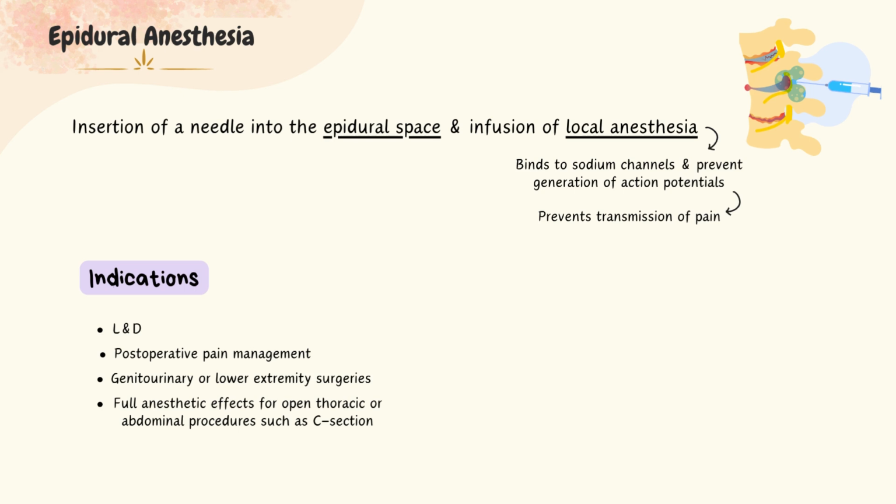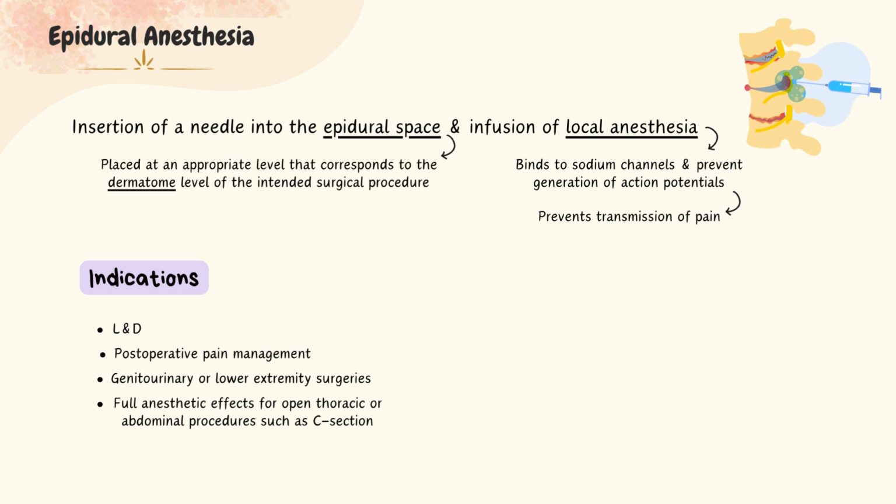The epidural space lies between the dura mater and the spinal canal. An epidural is placed at an appropriate level that corresponds to the dermatome level of the intended surgical procedure. A dermatome is an area of skin that gets its sensation from a given spinal nerve. For example, a patient who had an upper abdominal surgery may have an epidural inserted at L2 versus a labor and delivery patient may have an epidural inserted at L3.